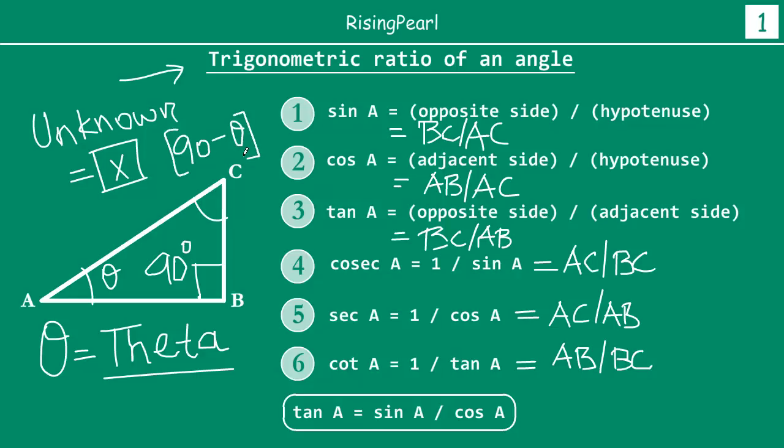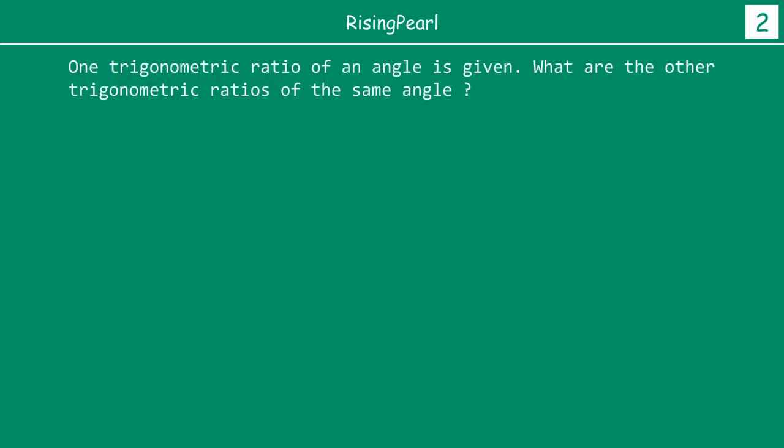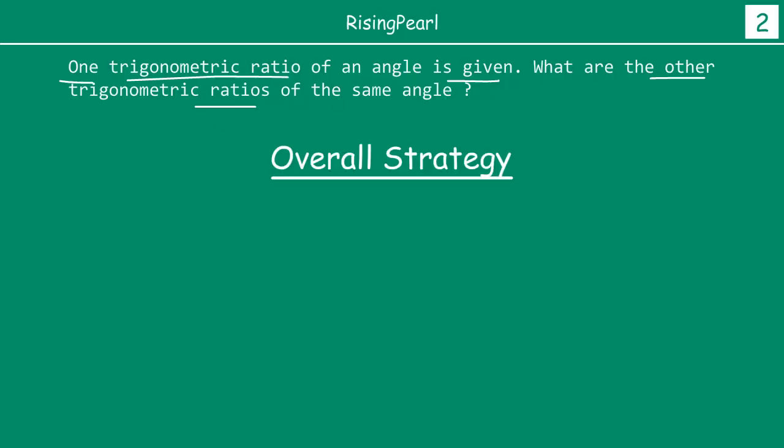I just wanted to highlight this to you because in the questions we are going to take a look at today, you will see theta, and I wanted to make sure that you understand what theta is. So that's it friends. Now let's take a look at what kind of questions we have seen earlier in the past for trigonometric ratios. One trigonometric ratio was given. What are the other ratios of the same angle? How did we solve these questions?